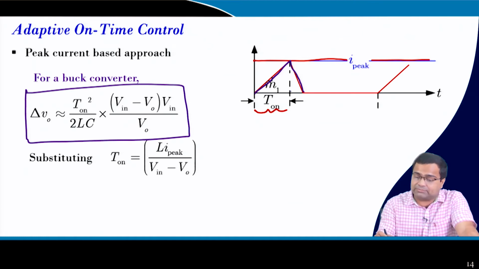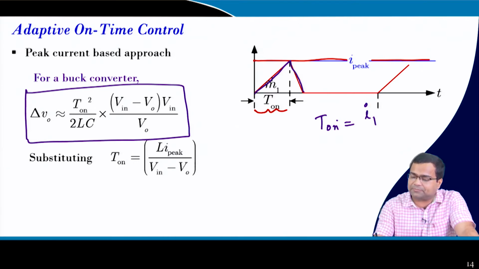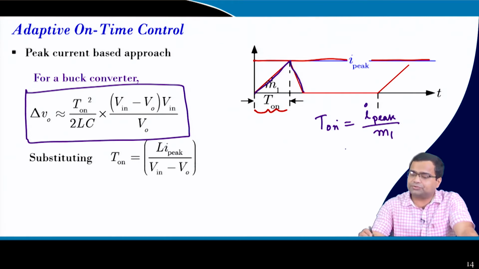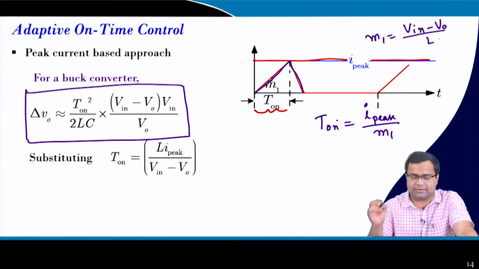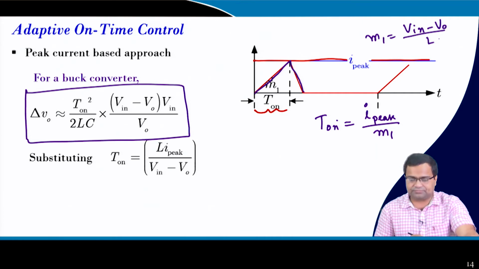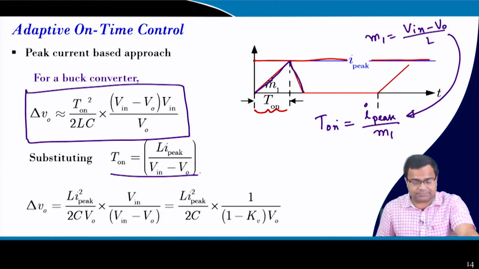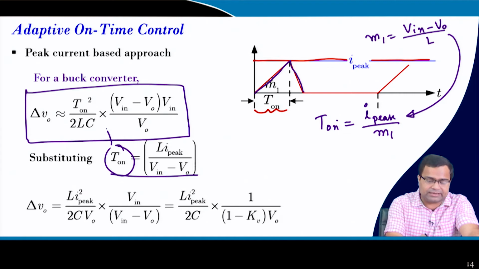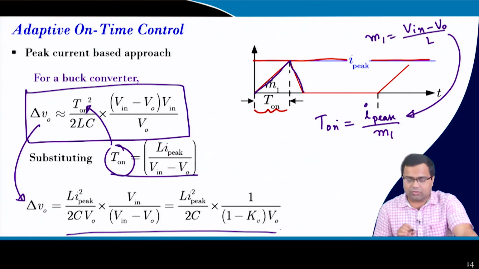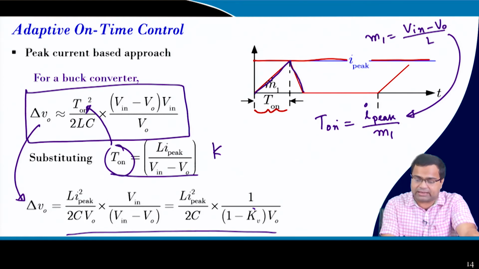Now, what is my on time? Here my on time will be my peak current divided by M1. And what is M1 for a buck converter? M1 for a buck converter is (Vin minus V0) by L. Now, if you substitute M1 here, then you will get this expression. If you substitute this T1 expression here and rewrite this delta V0, you will get it like this, where kV is the voltage gain, V0 by Vin.